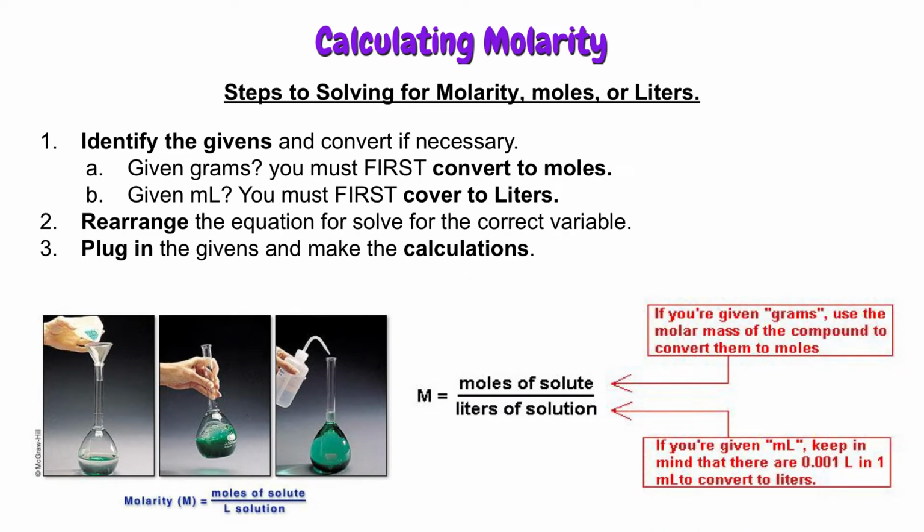So how do we calculate molarity? Identify givens and convert if necessary. Are you given grams? You have to convert to moles. Are you given milliliters? You have to convert to liters. Then rearrange the equation to solve for the correct variable, and then plug in the givens and make the calculations. If you're given grams, you need to use the molar mass of the compound to convert them to moles. And if you're given milliliters, you need to convert from milliliters to liters in order to solve the problem.